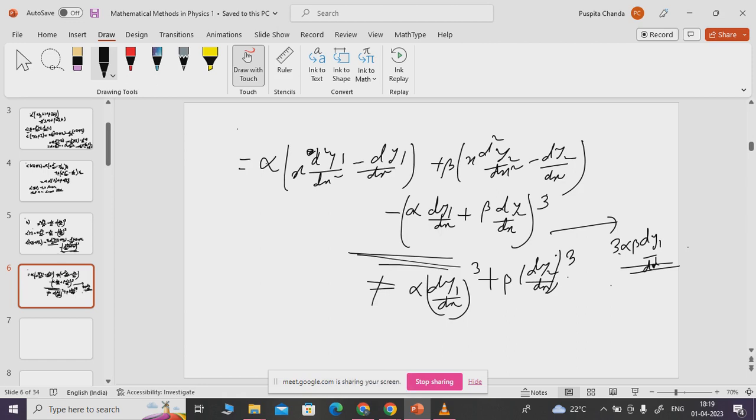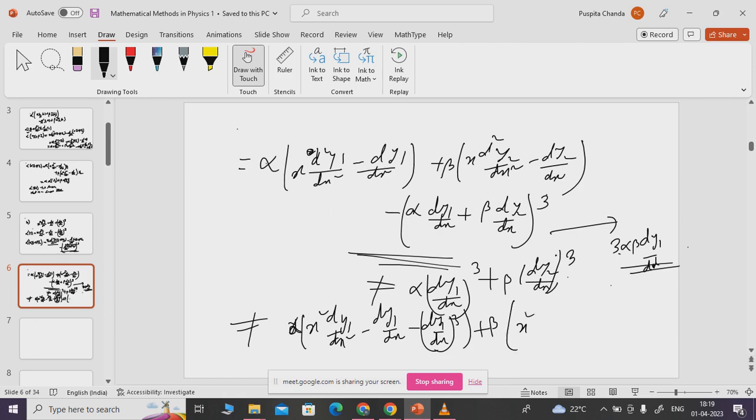So for that reason this whole thing is not equal to alpha x d2y1/dx2 minus dy1/dx minus (dy1/dx) whole cube, plus beta x d2y2/dx2 minus dy2/dx plus (dy2/dx) whole cube. So it is not linear.